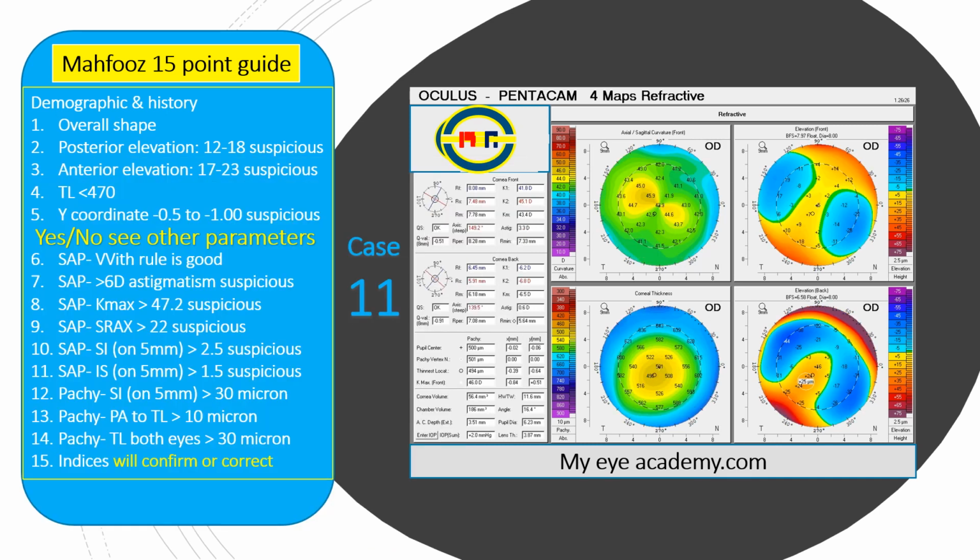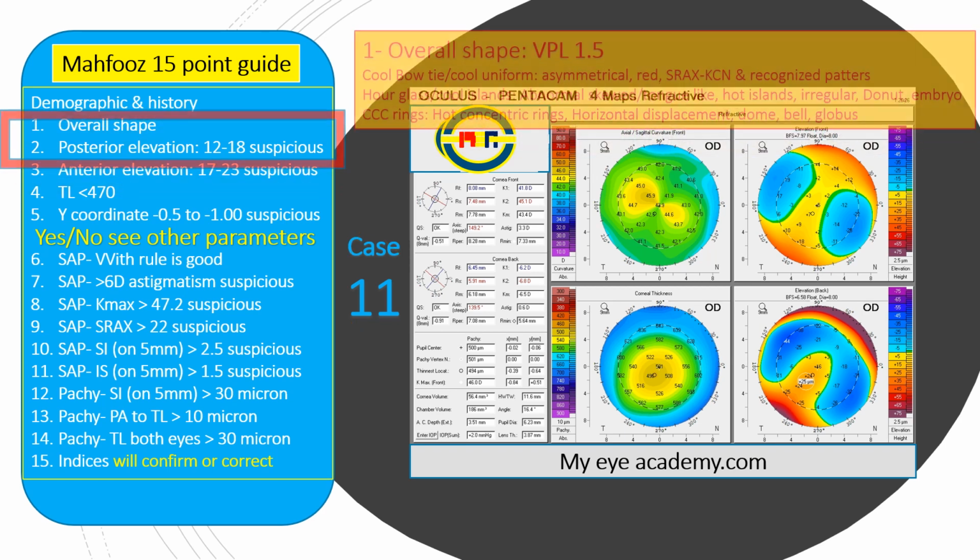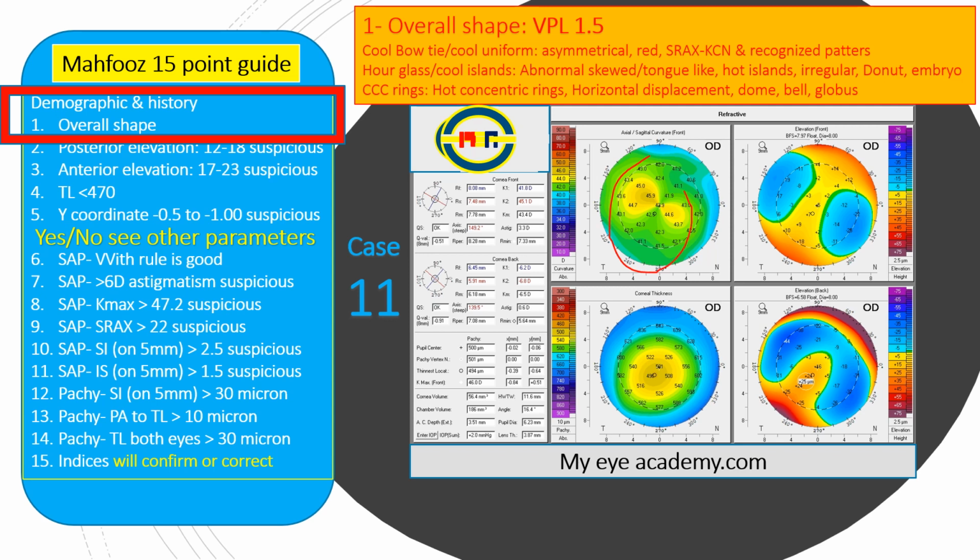Right, case number 11 is a very important case, and it will emphasize the importance of posterior elevation. Look at the overall shape. It's a bow tie here. It's a cool eye lens here. Cool concentric center rings here. But look at the posterior elevation. There is a skewed hourglass appearance. So this is perhaps the only abnormal thing in the shape patterns.